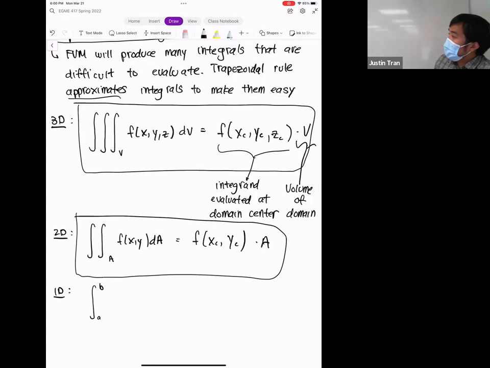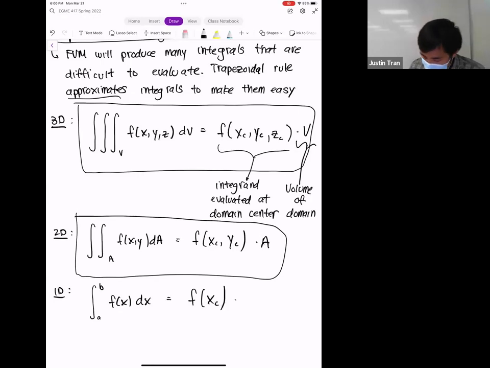In 1D we have an integral that goes from a to b of a one-dimensional function, f of x. What we can do is evaluate the integrand at x sub c, which is the centroid of our domain, and here we're going to multiply it by the length of the domain.